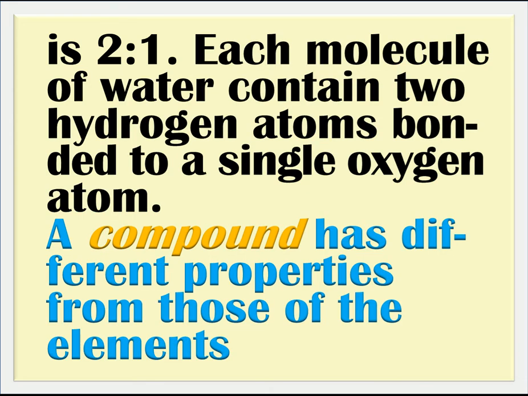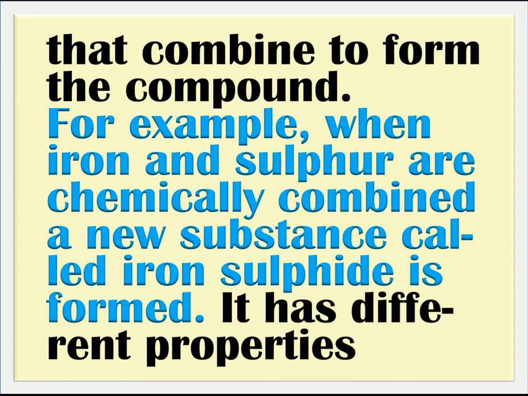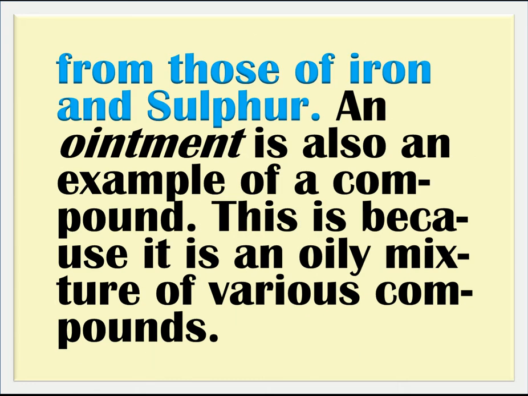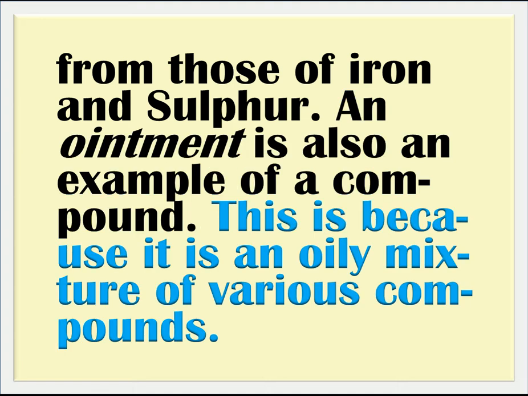A compound has different properties from those of the elements that combine to form the compound. For example, when iron and sulphur are chemically combined, a new substance called iron sulphide is formed. It has different properties from those of iron and sulphur. An ointment is also an example of a compound. This is because it is an oily mixture of various compounds.